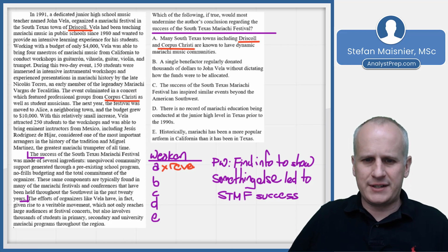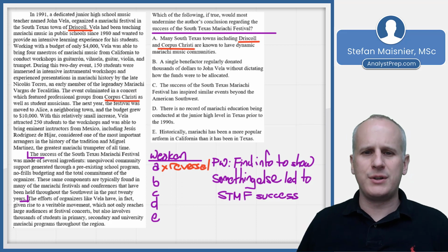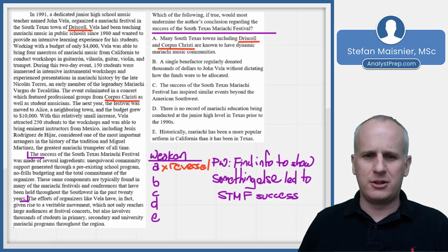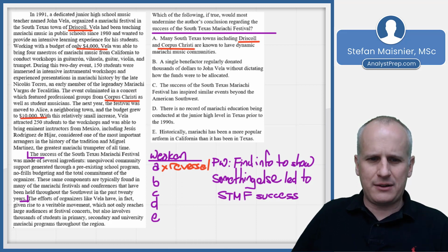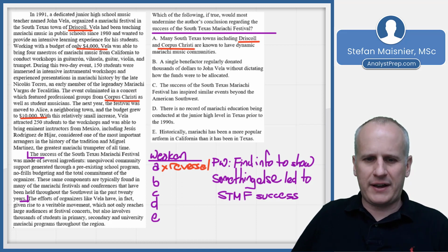So we call that a reversal of the task, and we can eliminate choice A. Then choice B: a single benefactor regularly donated thousands of dollars to John Vella without dictating how the funds were to be allocated. Okay, so we know that Vella had been working with a budget of only $4,000. But if somebody else was donating a bunch of money and we know that the budget grew to $10,000, well, then these other ingredients aren't as key. It's actually this single benefactor. So this weakens the argument directly by providing a new reason for the South Texas Mariachi Festival's success.